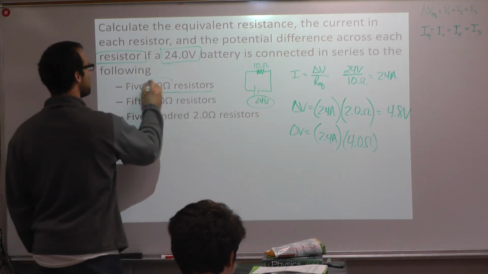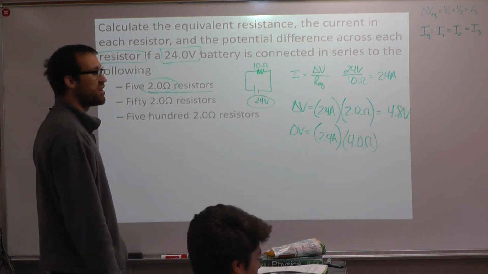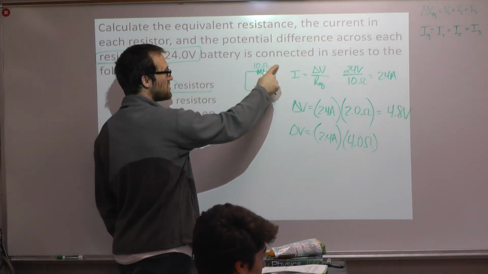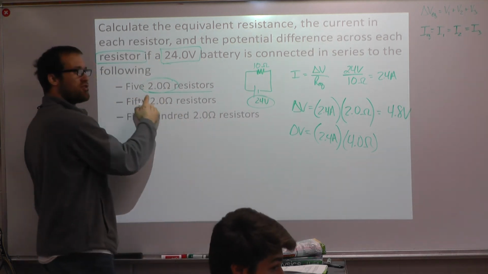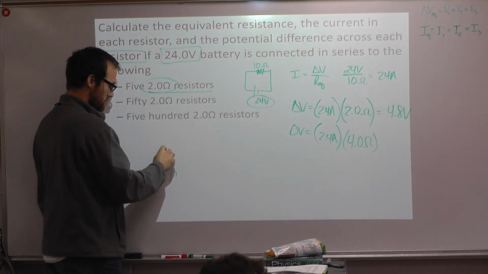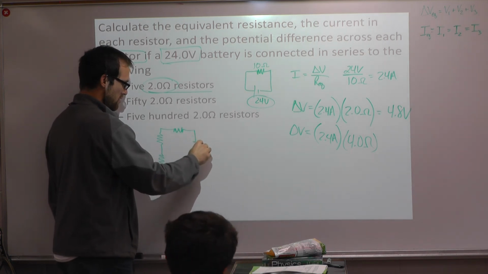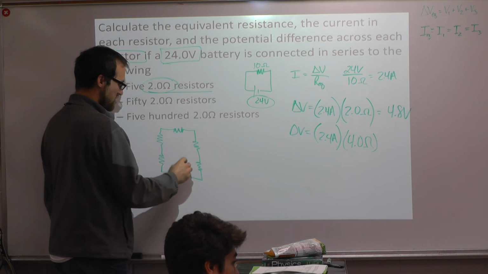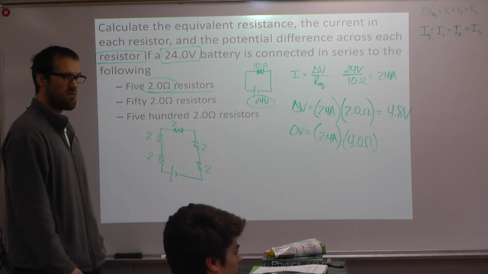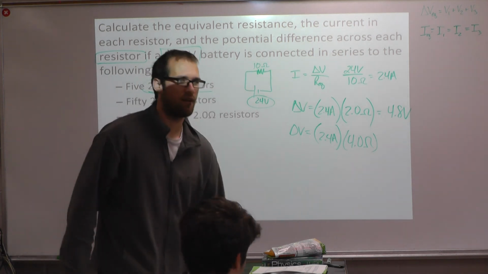Current times resistance. Yes. But I want to know the voltage over each individual resistor, not over the total resistance. This is the total resistance. I have 5 2-ohm resistors. So technically it looks like this: one, two, three, four, five. So it's really 2-ohm, 2-ohm, 2-ohm, 2-ohm, 2-ohm. That makes sense?